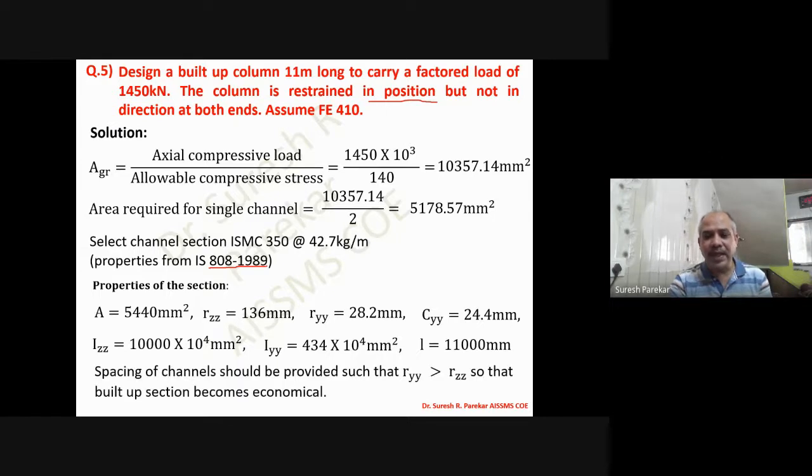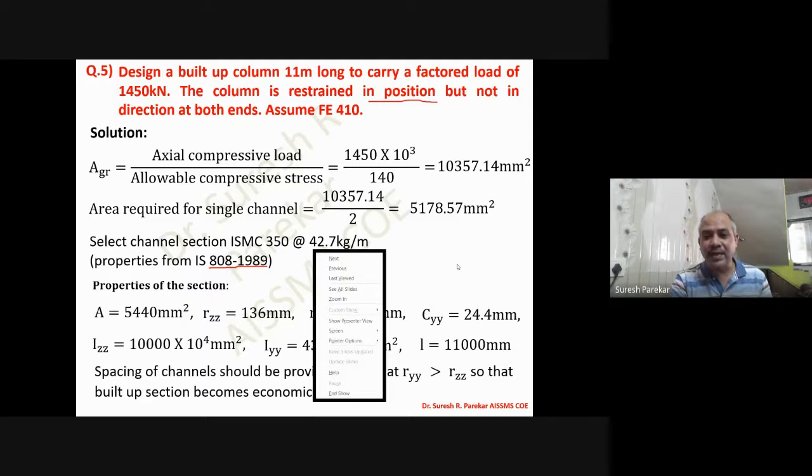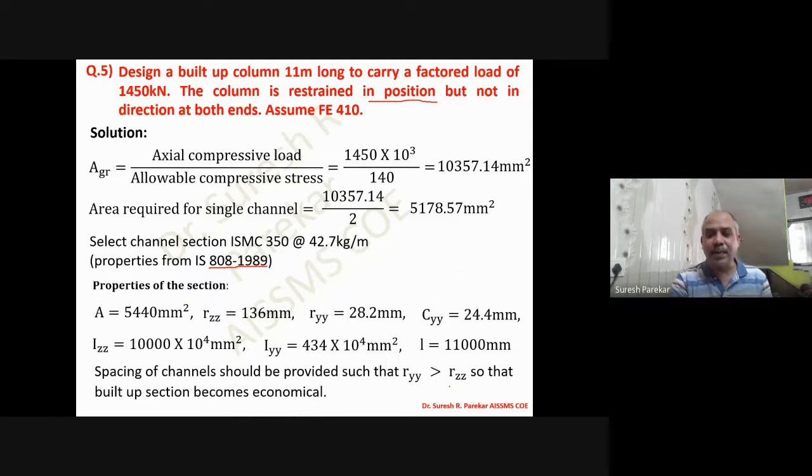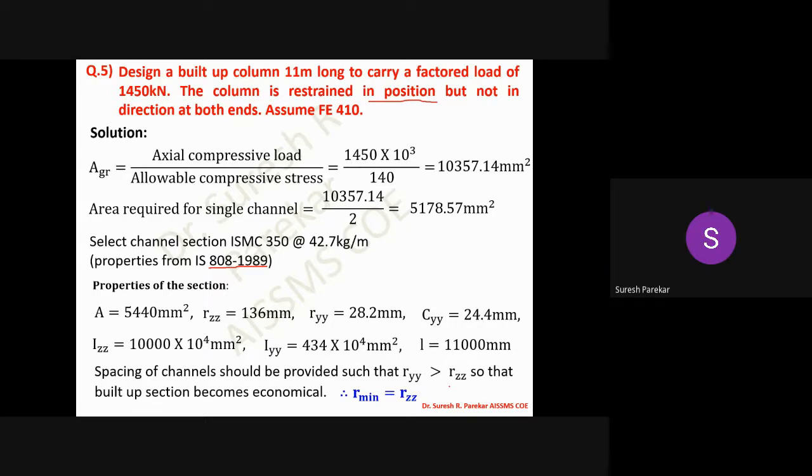Now you can see here I have mentioned that spacing of channel should be provided such that my RYY should be greater than RZZ. Why are we going to consider this? In that case my RZZ will be minimum, and we can utilize my whole section. If my RYY is less than RZZ by providing spacing, then the whole strength of the section will not be utilized, and my section will not be an economical section, and therefore we always take RZZ as the minimum.